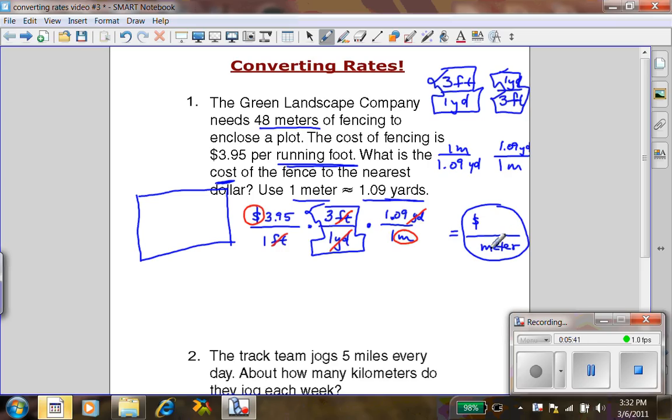So now I'm just going to multiply straight across. I'm going to multiply here, multiply straight across here and put my amount here. And then on the bottom, multiply straight across and get my bottom number. So go ahead and take your calculator, punch that in, and fill those numbers in.